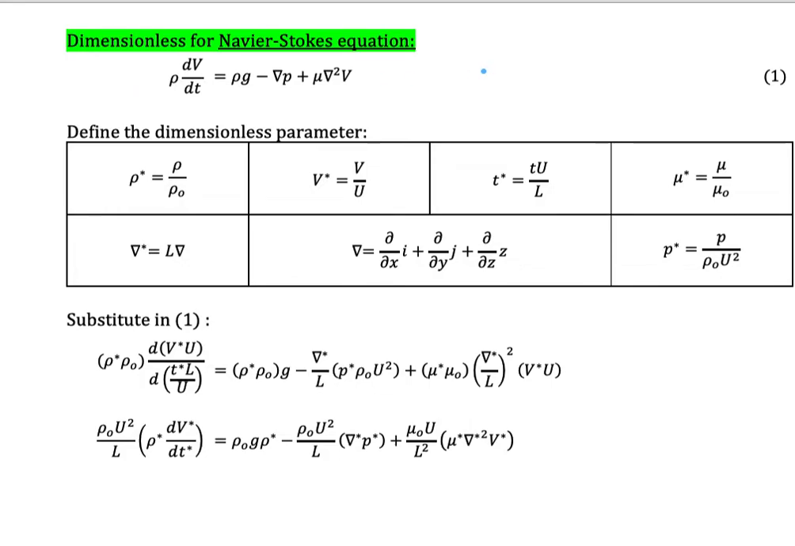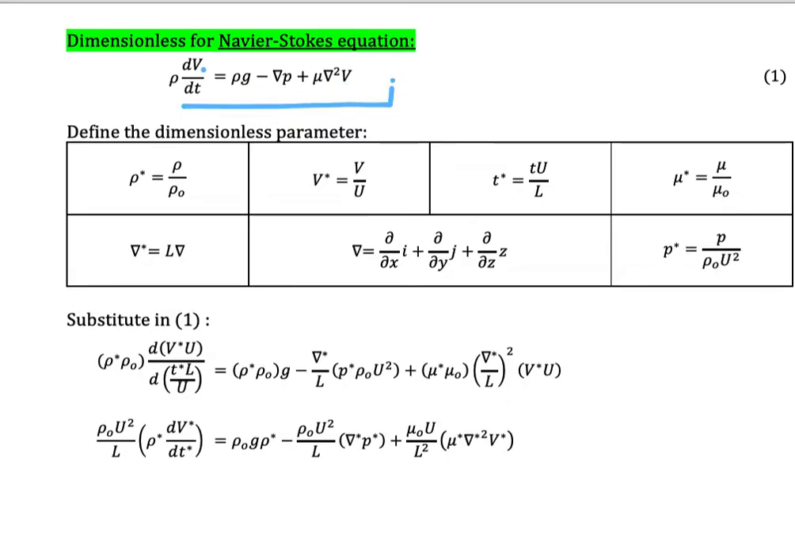So in chapter 1, we learned about the continuity equation and we learned about Navier-Stokes. So now we try to do the dimensionless analysis of the Navier-Stokes equation, so we could see what dimensionless parameters we could get from it. This is the very common Navier-Stokes equation. We have rho dV over dt, equals rho g minus nabla p plus mu nabla squared V.